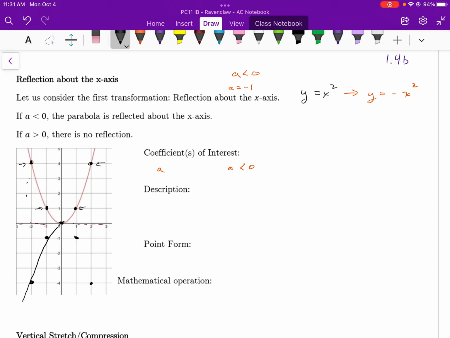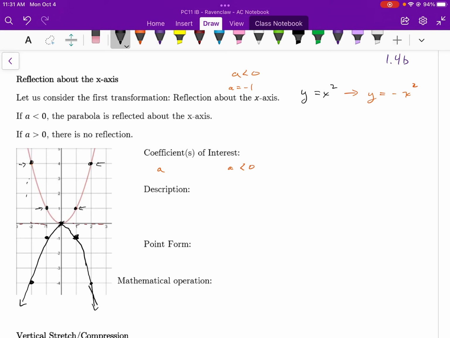And there, if we notice, now besides my terrible drawing, we'll try to do it better. If we notice, I have a parabola that has been reflected. Now, it doesn't have to be exact, but you definitely should show the points.